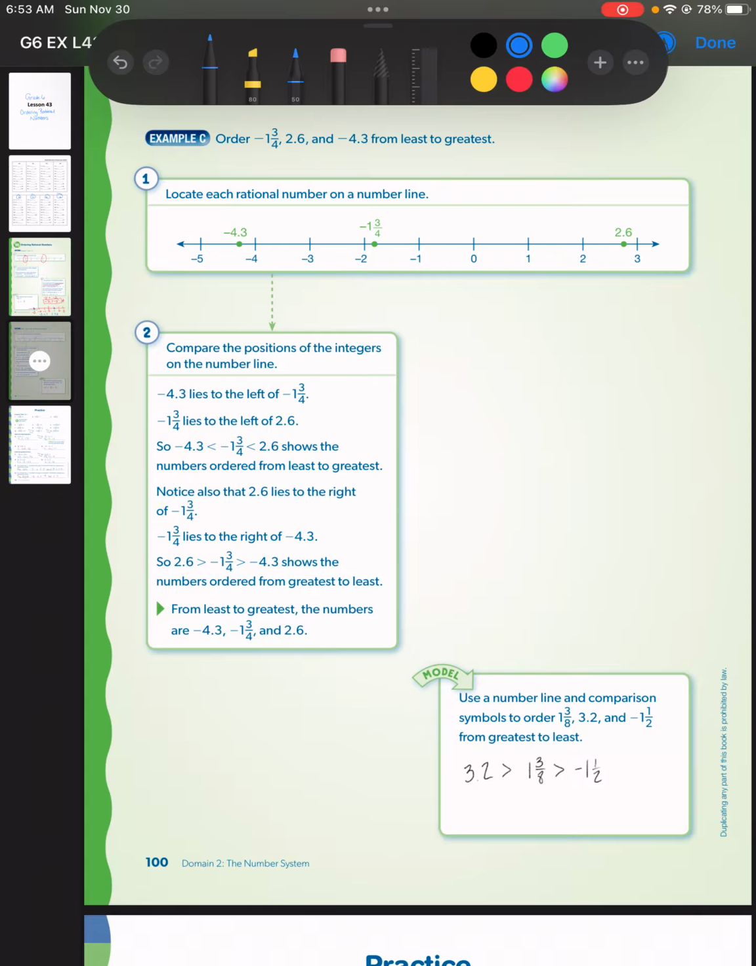Here you are comparing them one at a time. So we notice that -4 and 3/10 is to the left of -1 and 3/4. And -1 and 3/4 is to the left of 2 and 6/10. So the way you see them plotted is how you order the numbers from least to greatest.